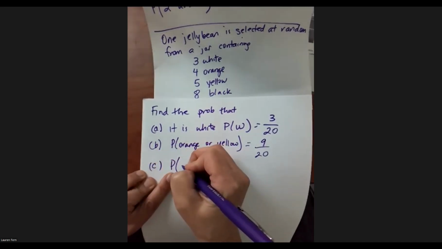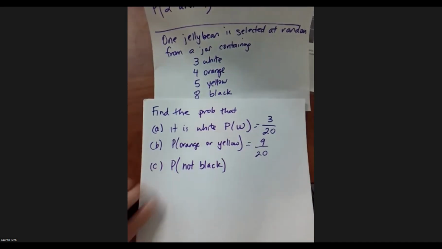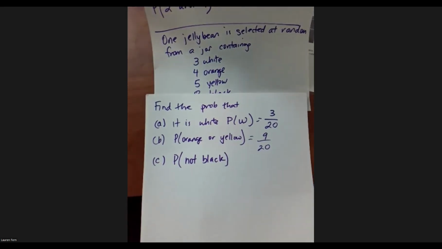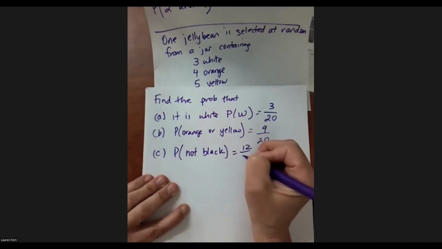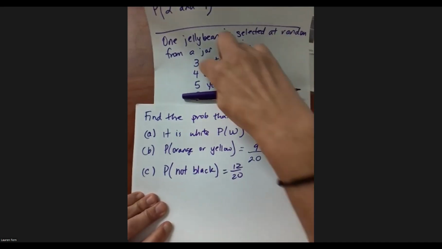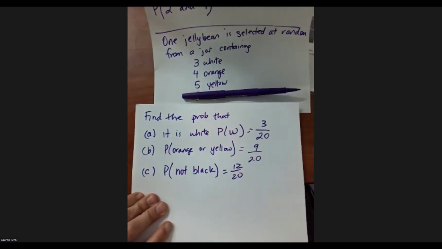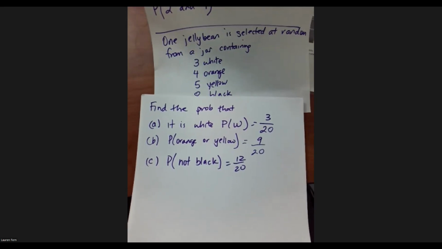What is the probability that the jelly bean is not black? Good. 12 out of 20. Remember, not black just means cover that possibility up, and everything else is a possibility. You with me there? Okay.